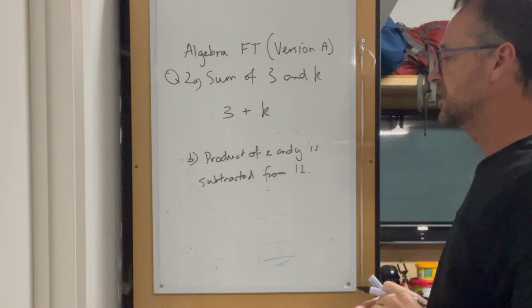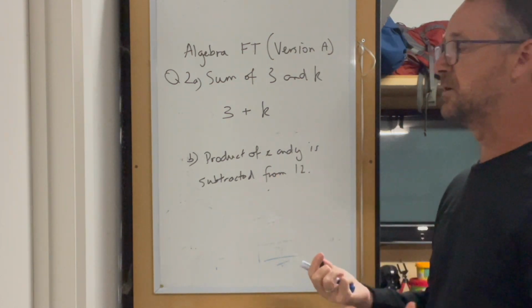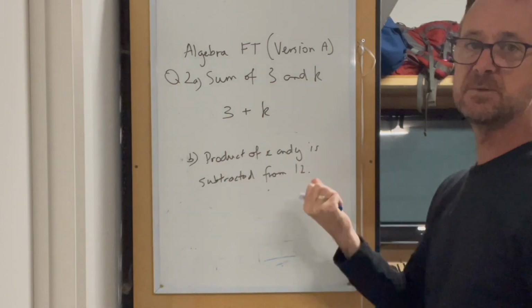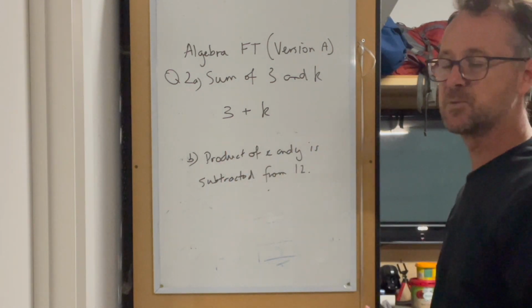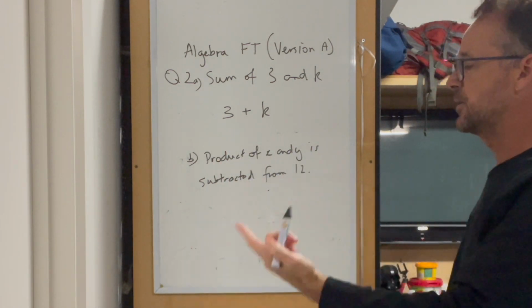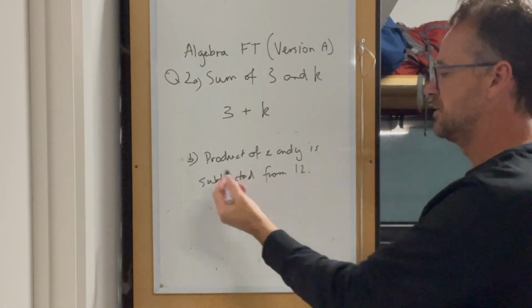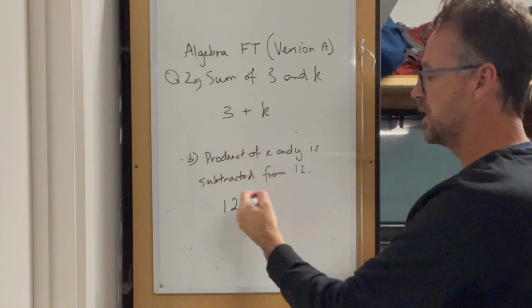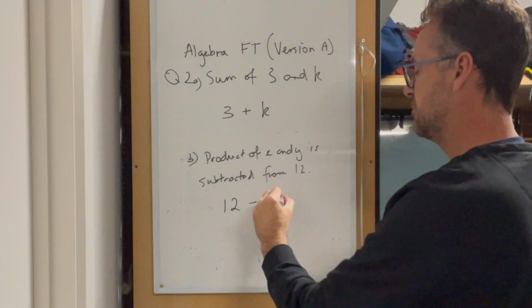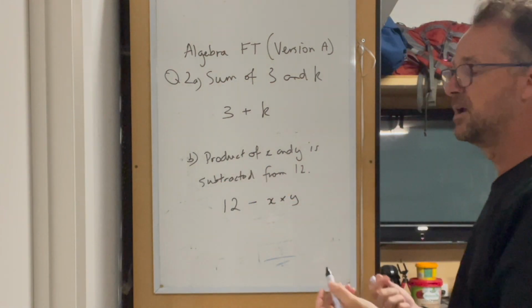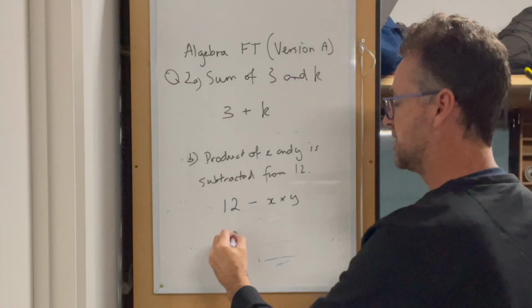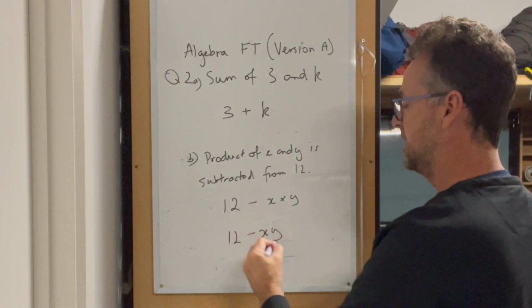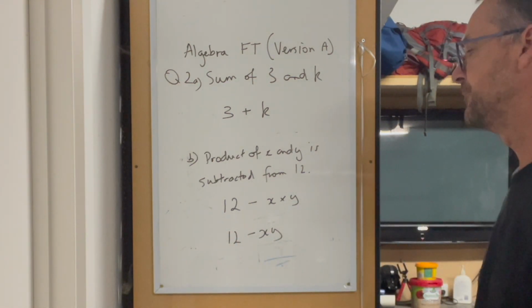Second one, the product of x and y is subtracted from 12. So the product of x and y, product means multiplication, so x times y, and we want to take that away from 12, okay? So we want to start with 12, and we're going to take x and y away from it. So it's going to be x multiplied by y, the product, and then we would simply simplify that to 12, take away xy in that format, okay?